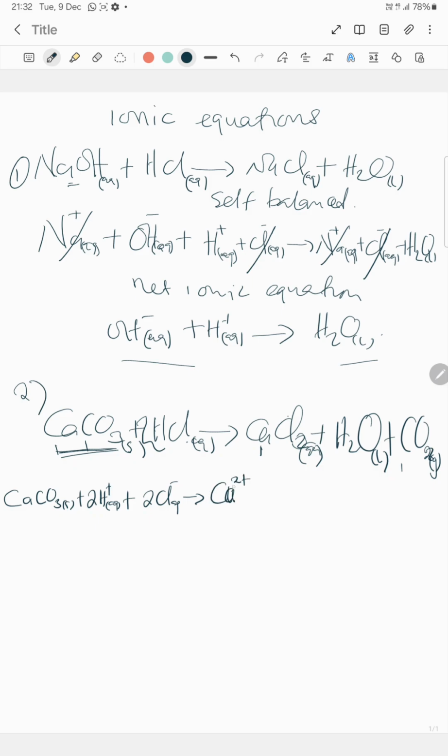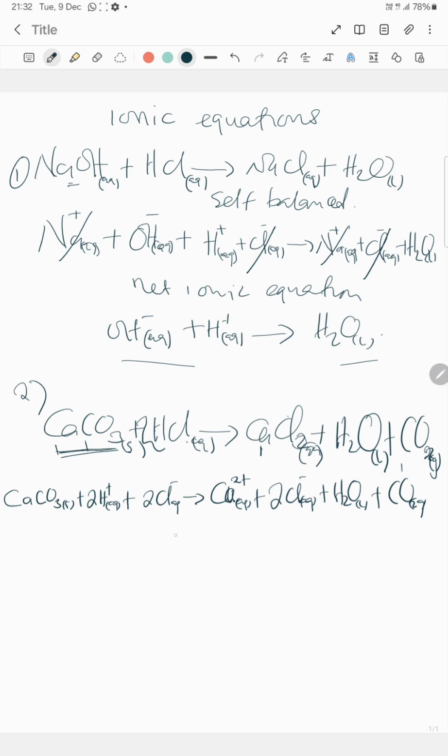Ca2 plus, because calcium loses two electrons, then aqueous, then plus 2Cl negative aqueous. Remember these 2 came as a result of a valence, so it's supposed to be in front. Then plus H2O liquid plus CO2 gas.